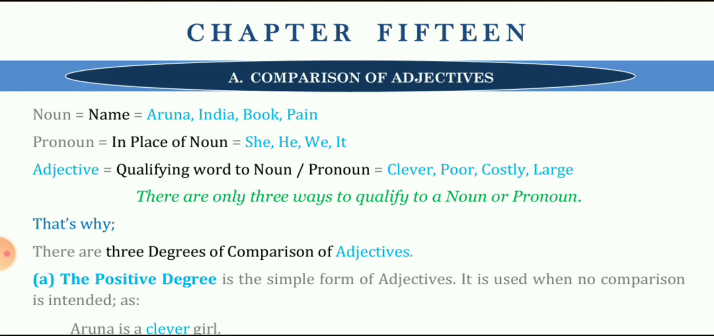As clever, poor, costly, large. If I say you are clever, our India is poor country. This mobile is costly. UP is a large state. So these are the things. But whenever we qualify anything, anyone, anybody, then definitely we can qualify in three ways. There are only three ways to qualify a noun or a pronoun. That's why there are 3 degrees of comparison of adjectives.